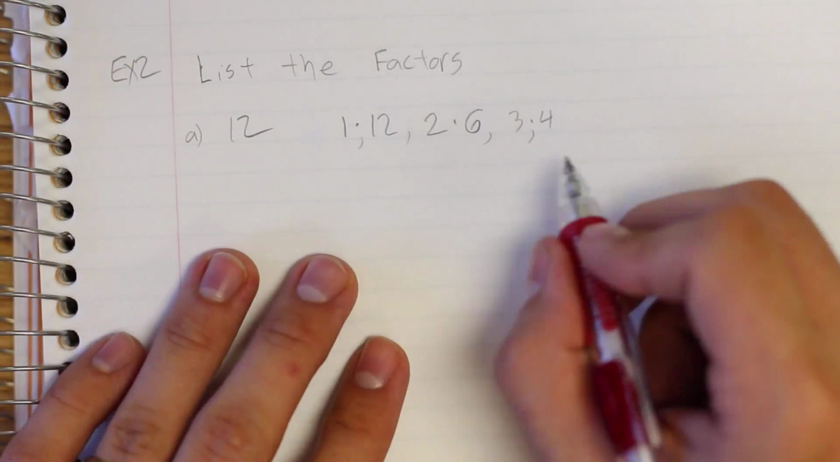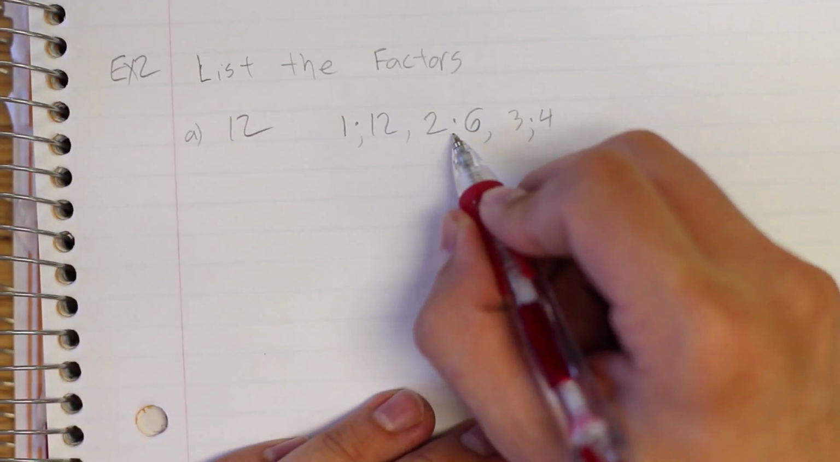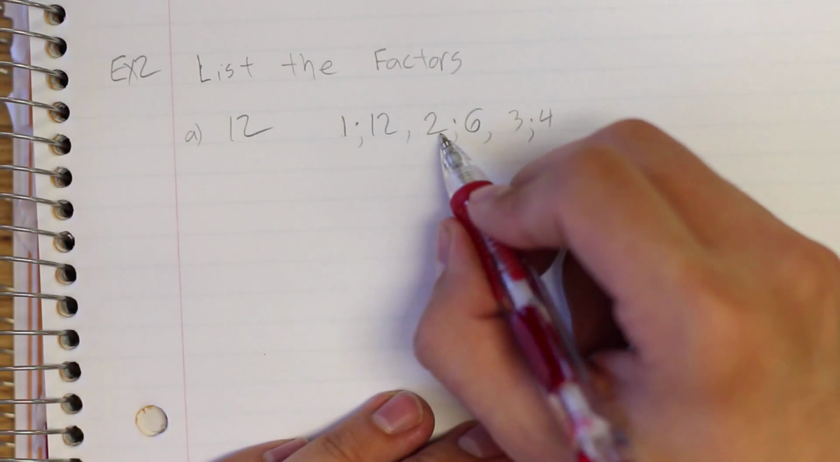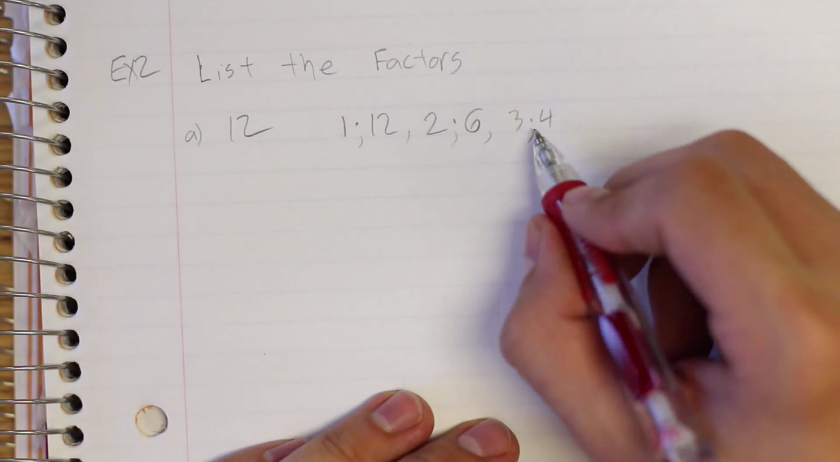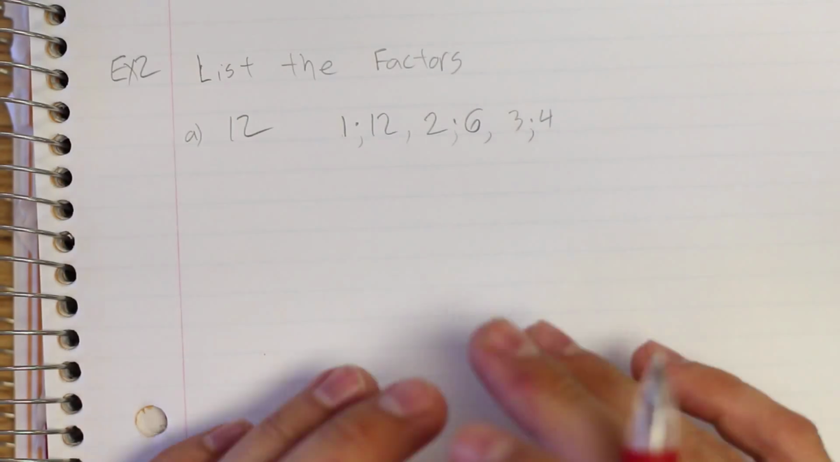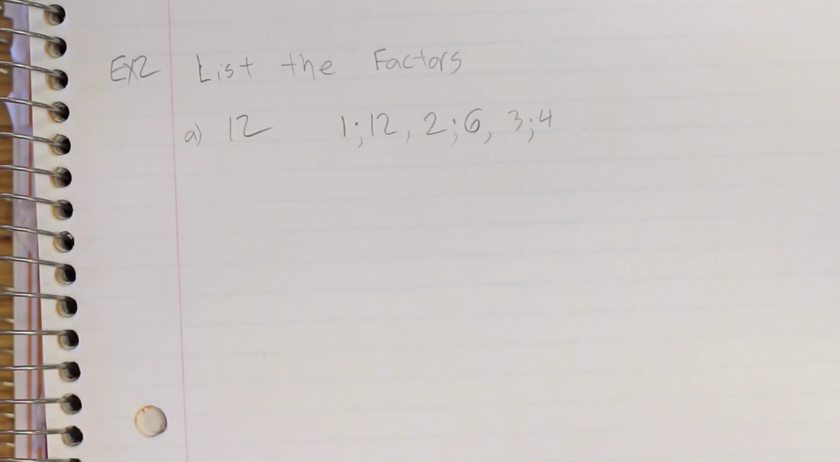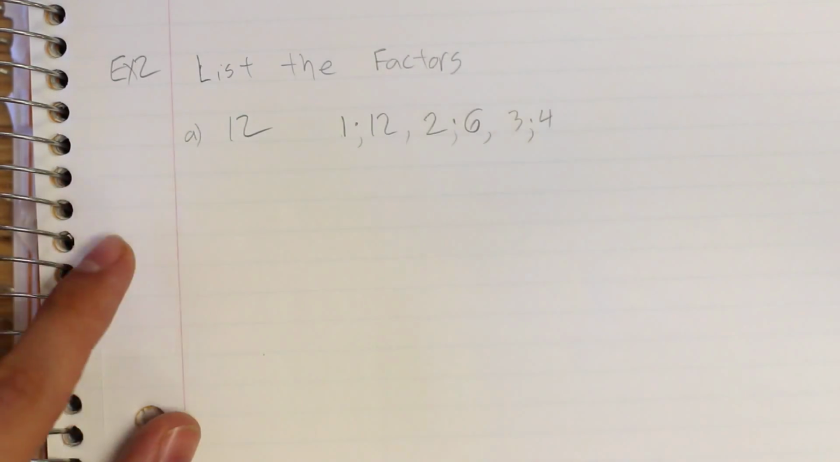You see, we've listed all the numbers. There's 6 numbers that you have. So I have 1, 12, 2, 6, 3, 4. You don't have to put the times symbol in between them. I just did that because it's showing what I'm multiplying by to get 12, okay?